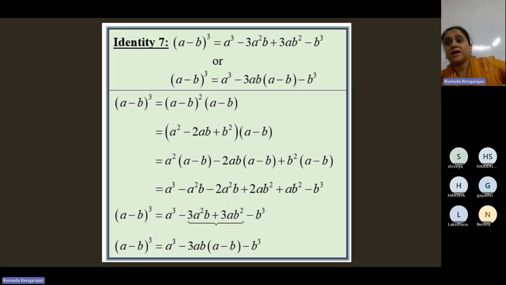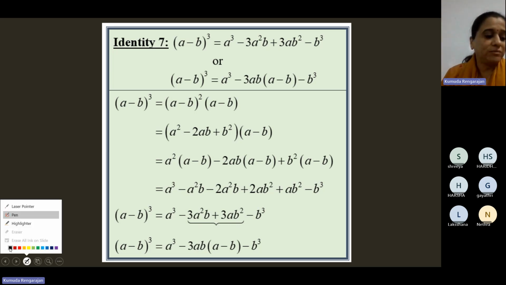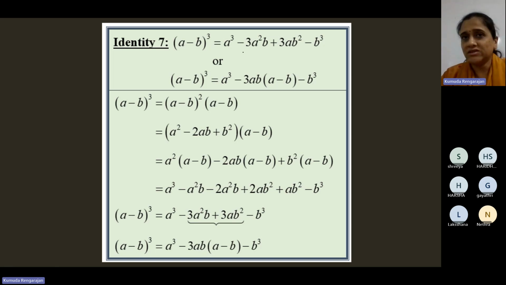Next identity, a minus b the whole cubed. A minus b the whole cubed is equal to, see, the signs will alternate between plus and minus. The terms are the same: a cubed, 3a squared b, 3ab squared, b cubed. The terms are the same. Look at the signs. Plus, minus, plus, minus.